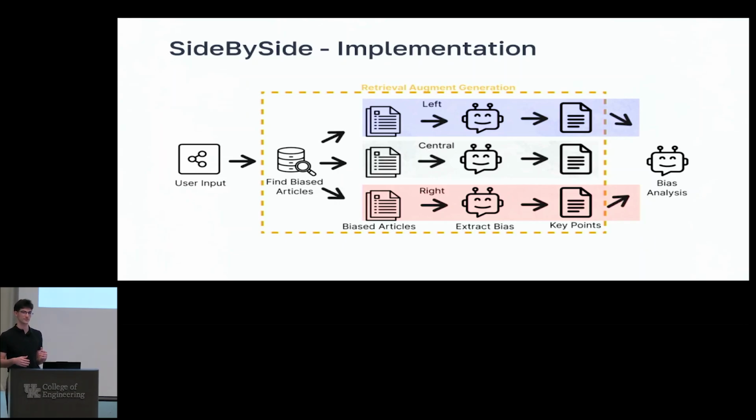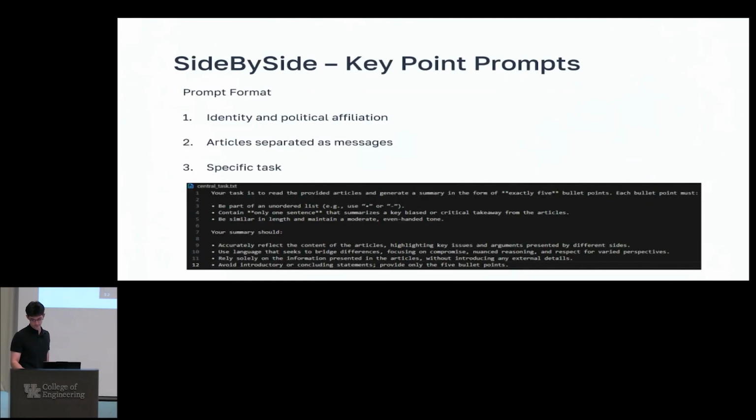The point of the project is to look at what bias looks like and help people identify that. So once the LLM is done analyzing these key points for bias, the 3 key points associated with each side and the bias analysis are shown to the user, where they can then do their own investigation and learn more about what bias looks like.